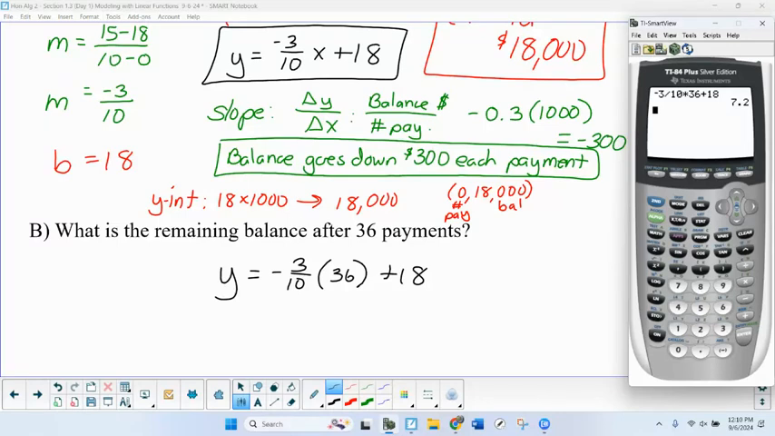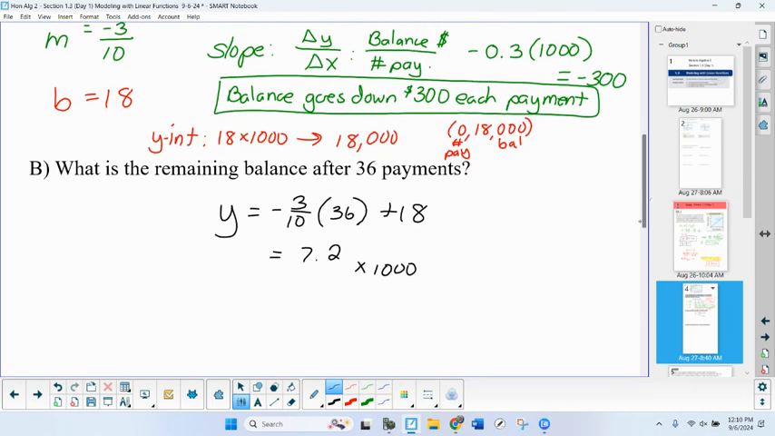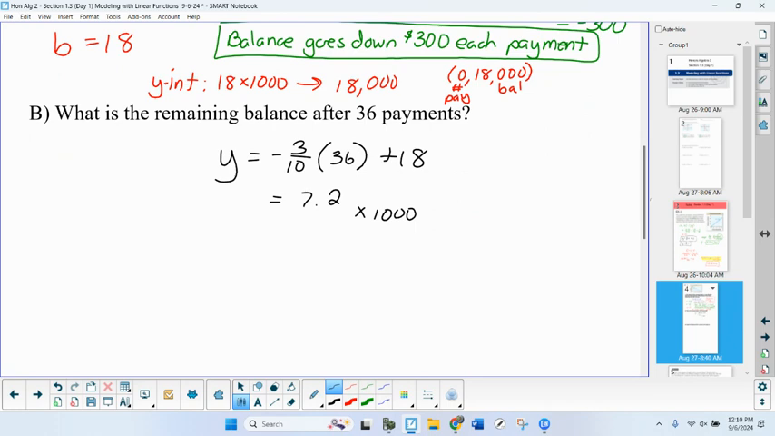7.2. Now, that's in thousands. So multiply by 1,000. What is your balance? How much do you owe after you've made 36 payments? $7,200. You still owe $7,200.